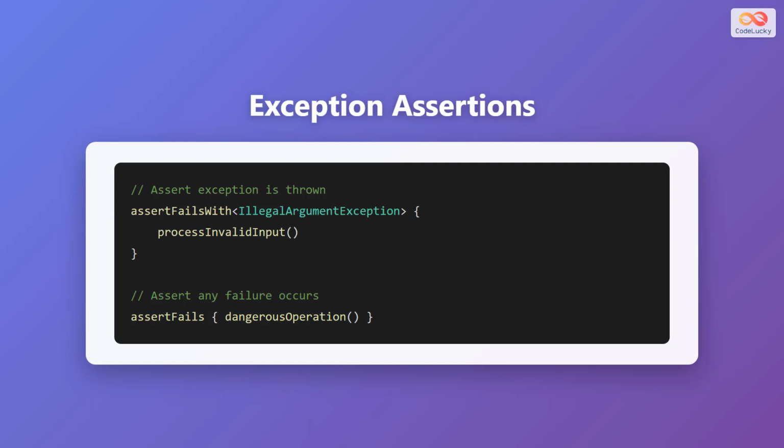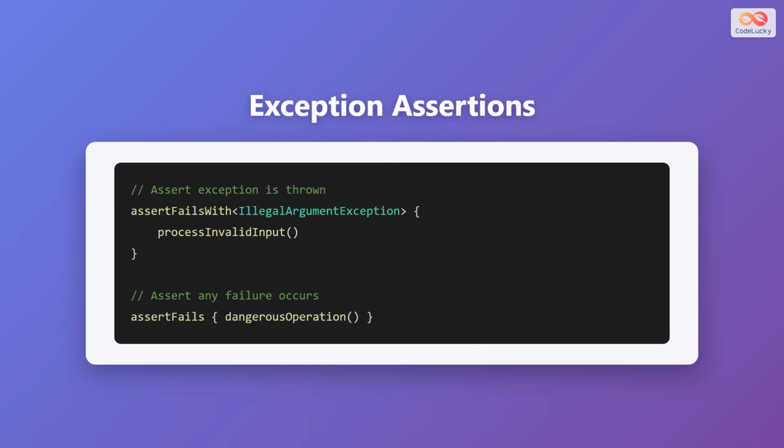Testing error handling is crucial for robust applications, and Kotlin.test makes it simple. The assertFailsWith function verifies that a specific exception type is thrown by a block of code. You specify the exception type as a generic parameter and pass a lambda containing the code that should throw the exception. If the expected exception is thrown, the test passes. If a different exception is thrown or no exception occurs, the test fails.